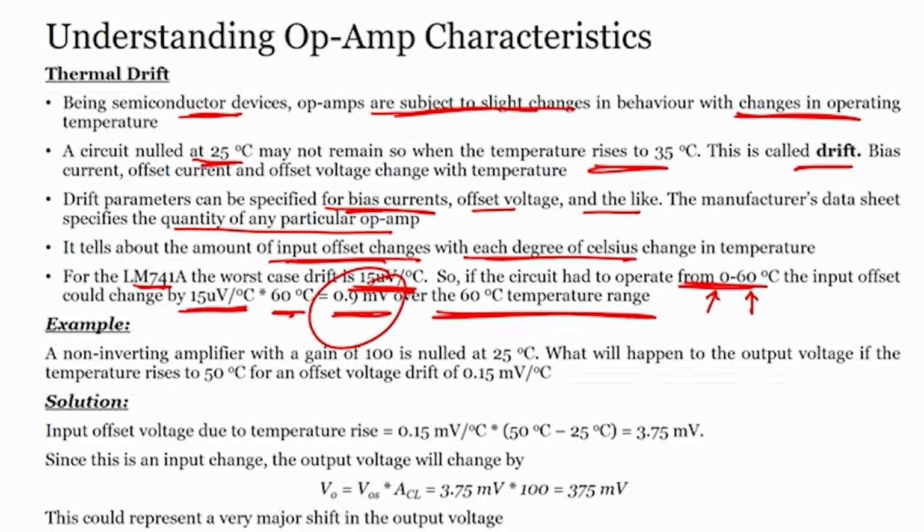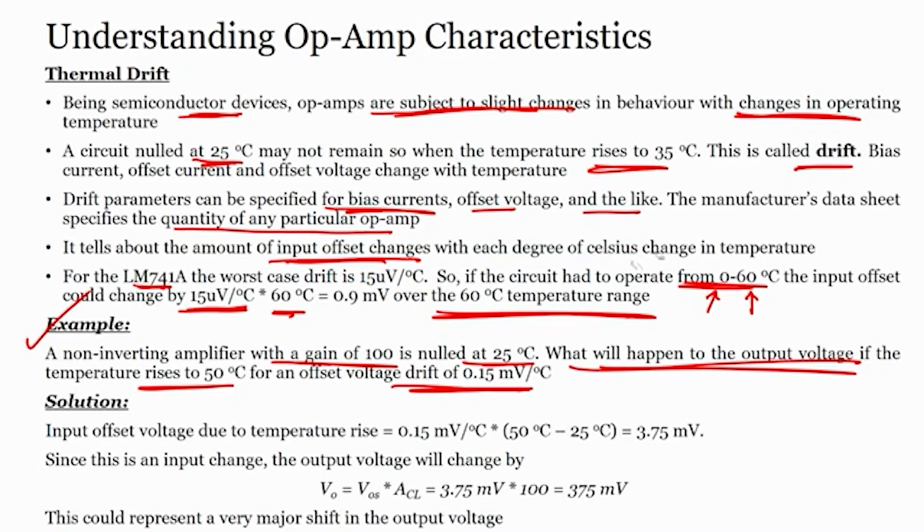Now, let us see an example. A non-inverting amplifier with a gain of 100 is nulled at 25 degrees. What will happen to the output voltage if the temperature rises to 50 degrees, for an offset drift of 0.15 millivolts per degree centigrade? This is the given problem.